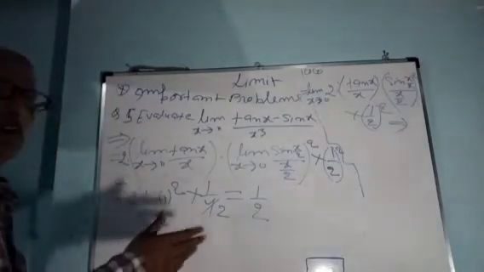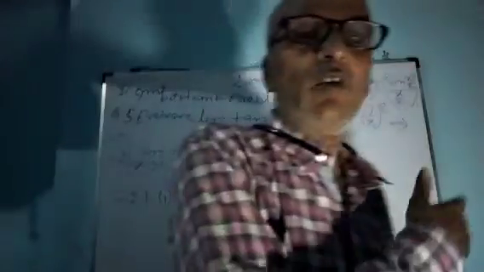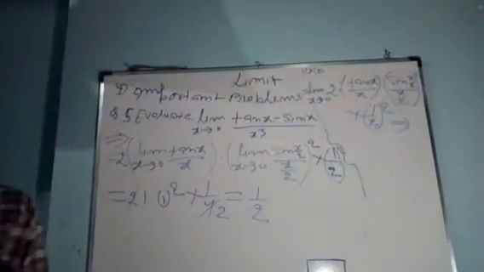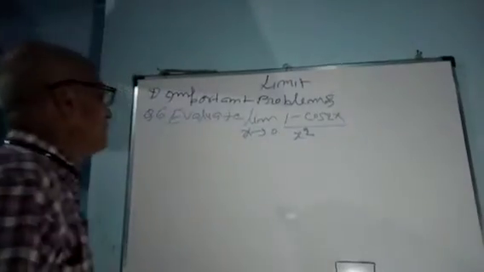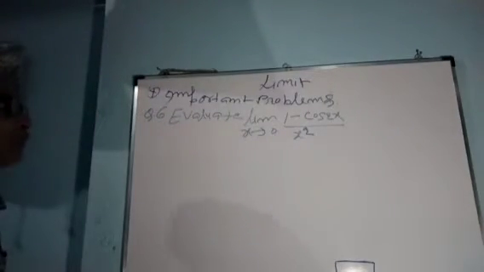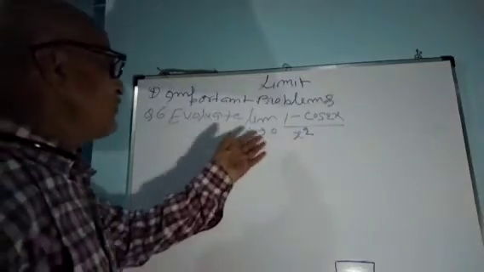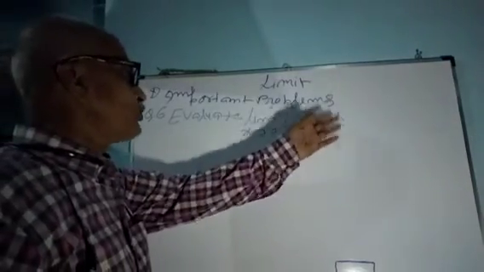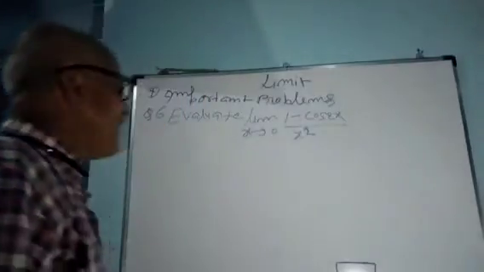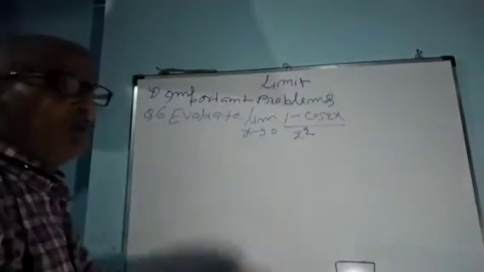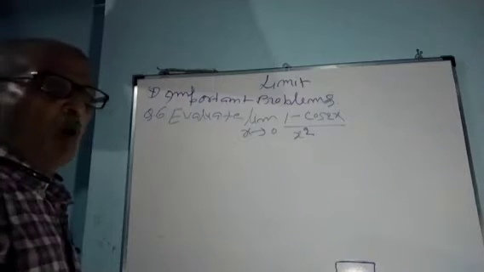You note it in your notebook. Question number 6. Evaluate limit x tends to 0, 1 minus cos 2x by x square. Here we see that at x equal to 0, the function takes the form 0 by 0.